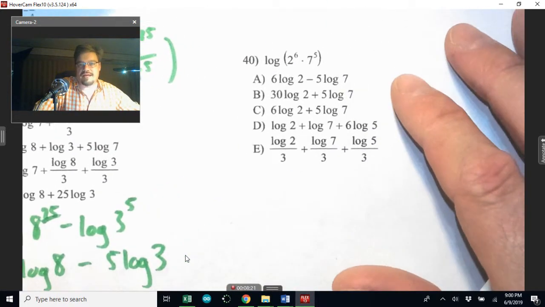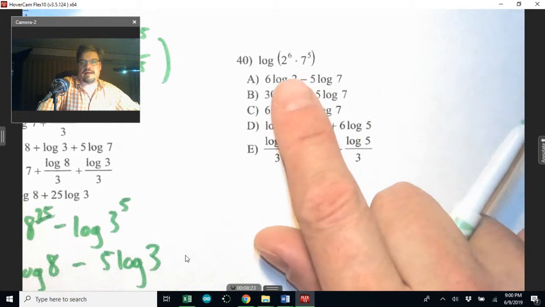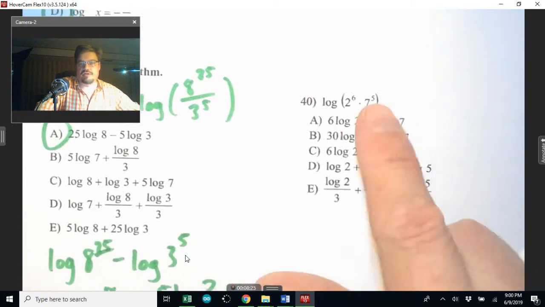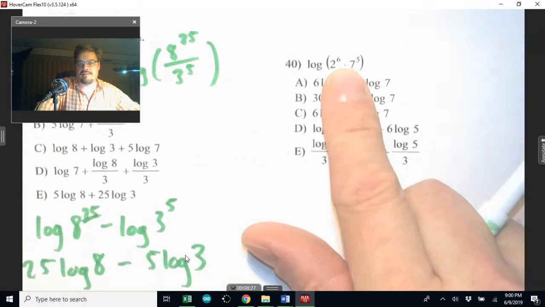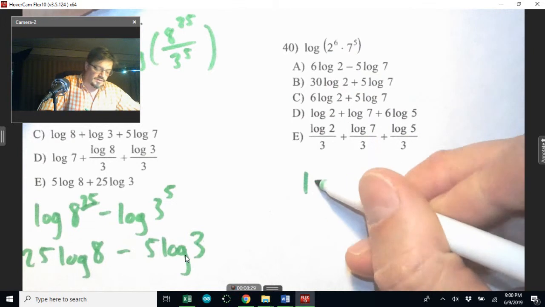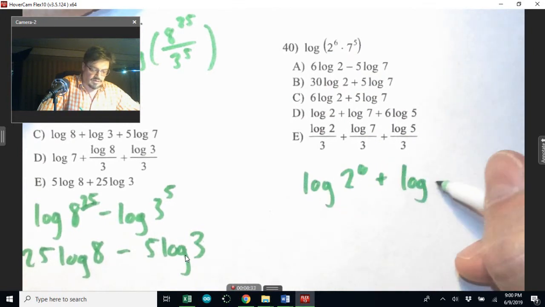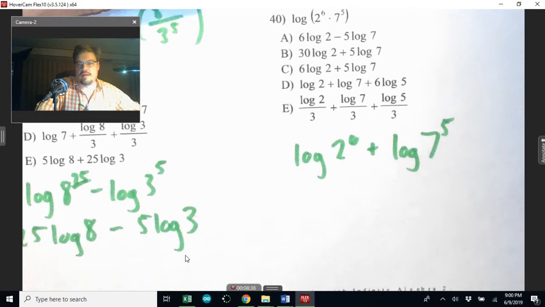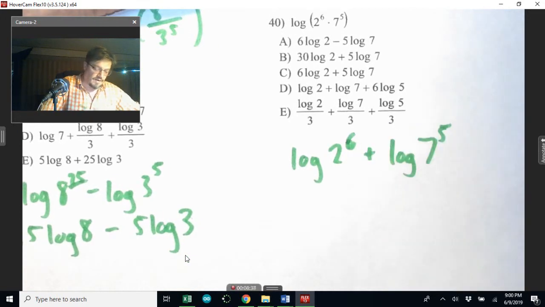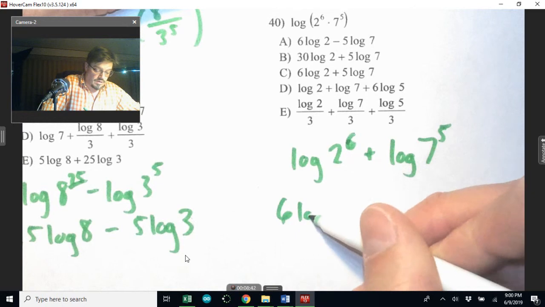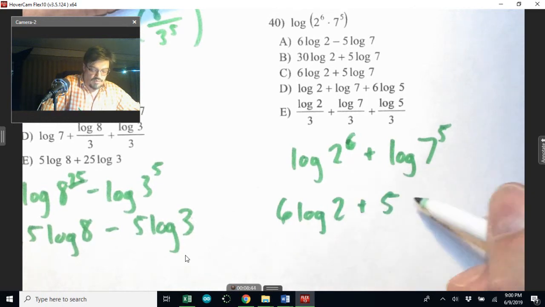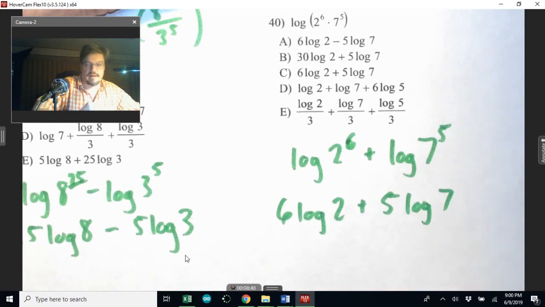And when we get over to here, it looks like we're not going to have subtraction or division. It looks like we have multiplication. So that means between these two, I'm going to split apart this log with an addition. So that is a 6. The last rule I can use is the third rule, and then move those exponents to the front.